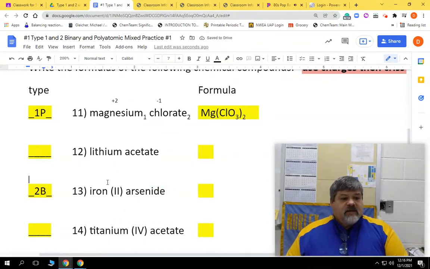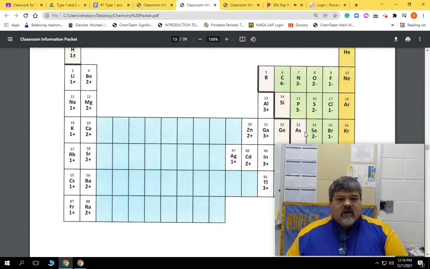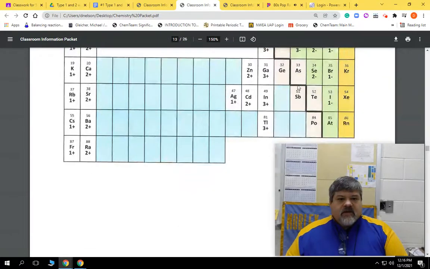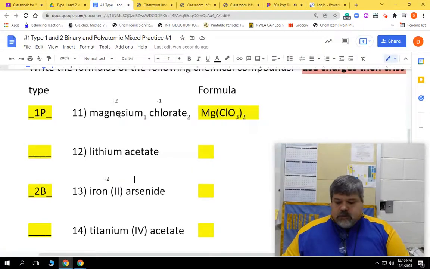So we know that iron is a +2 because that's the charge from the Roman numeral. Then we go to arsenide. If I go back to where arsenide was, it's right there above the staircase. I go to page 12. Arsenide is right there. Arsenide is a -3 because it's above the staircase. It's in that column with the rest of them. So I'm going to go back to it, and that's a -3.